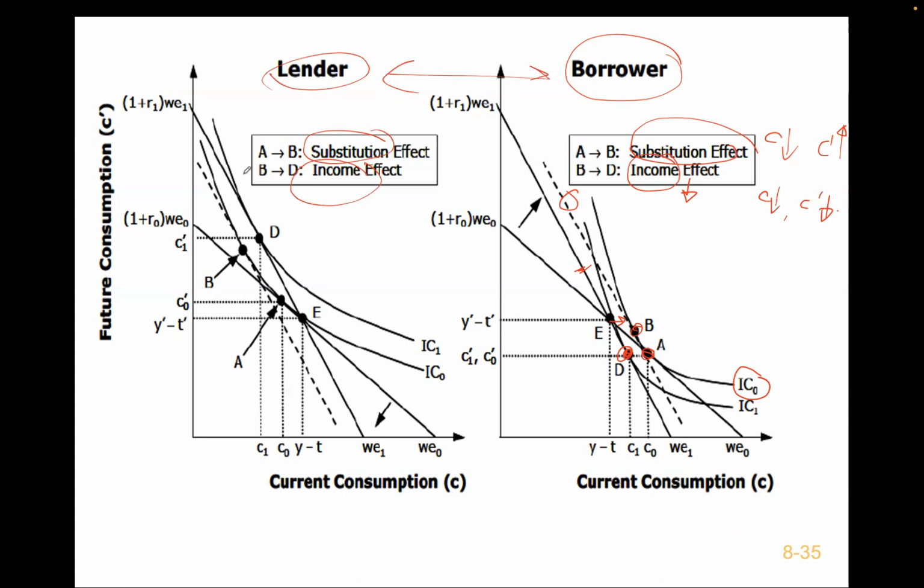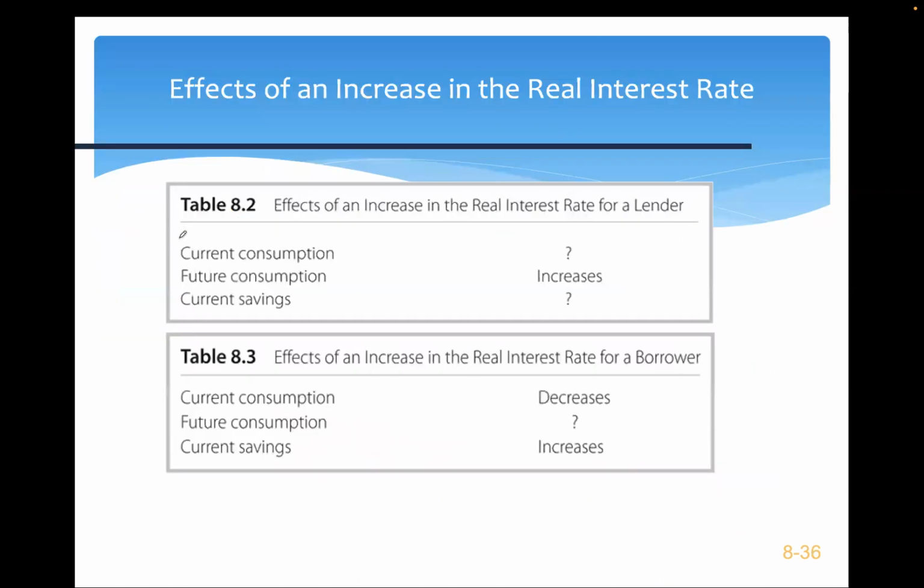Their positions are different in terms of this line. Either you are in this region or you are in this region. And the implication for them is different because for the borrower, the income effect is negative. For the lender, the income effect is positive. So this is how we decompose the impact of an interest rate change on the consumption and saving decision.